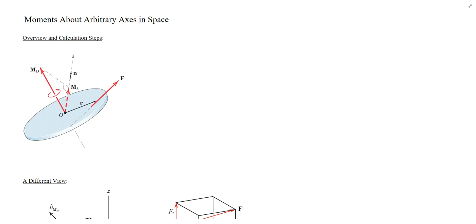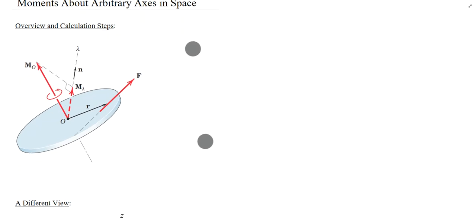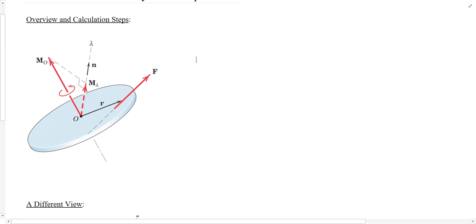We want to now talk about moments about arbitrary axes in space. And so we're going to start with the following. We have some force F with a line of action, and there's some point of interest O, and we've got a position vector from point O to any point on the line of action that's shown by R. And we've actually computed the moment around O. So the moment around O, we know from before, was just R cross F.